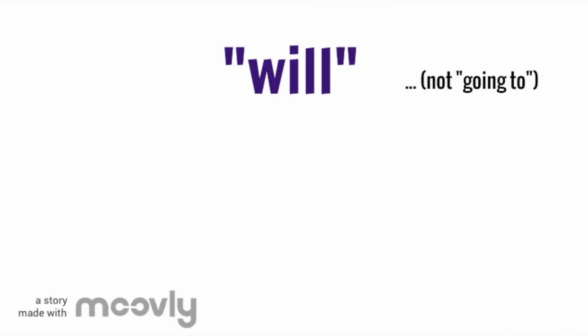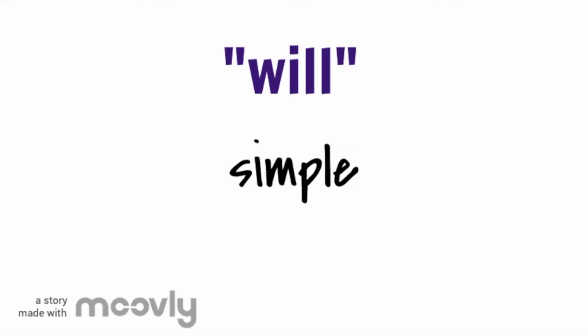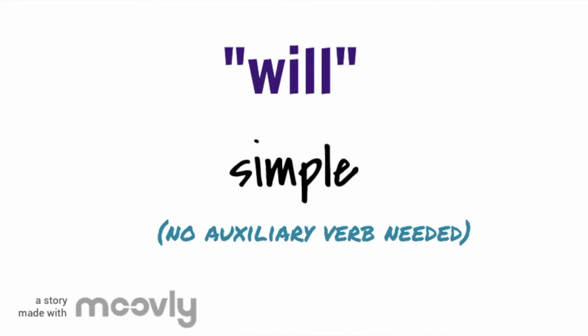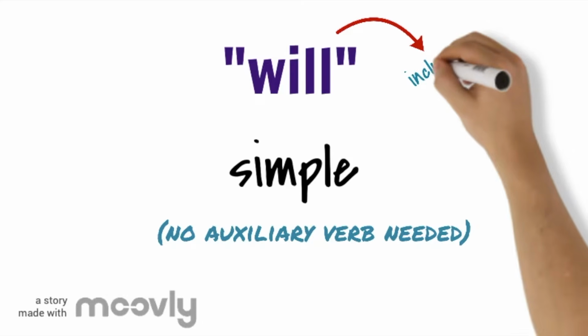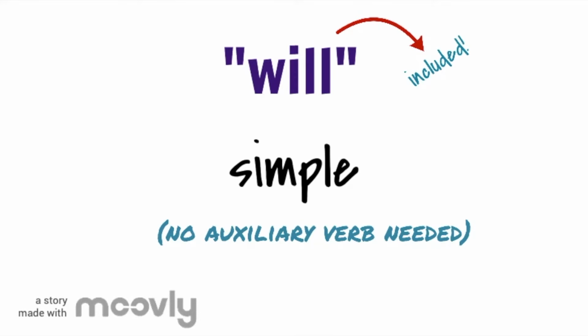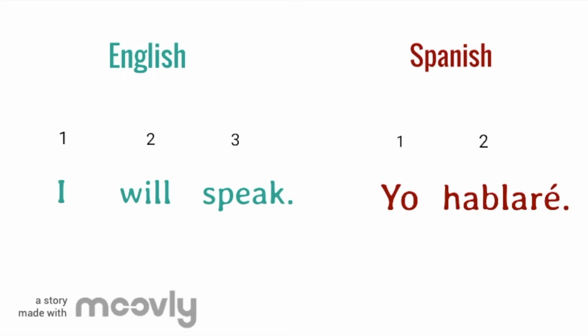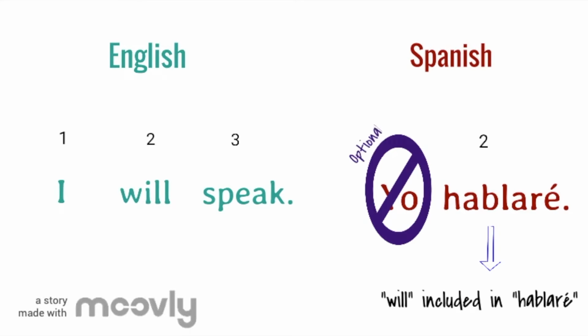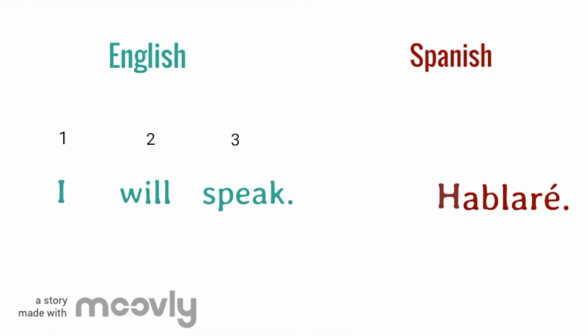going to. And since this is a simple tense and not compound, there's no auxiliary verb. The will from English is included in the conjugation. So a sentence that is 3 words long in English will only be 2 words in Spanish. I will speak is yo hablaré. There is no separate word for will. And as we know in Spanish, you can even do without the subject pronoun, so 3 words in English might only be 1 word in Spanish. Hablaré means I will speak.